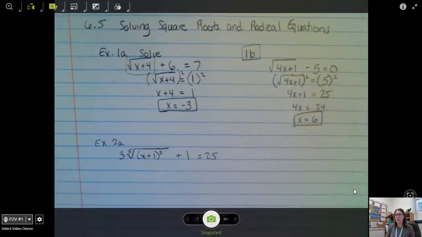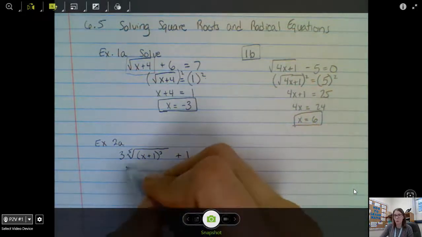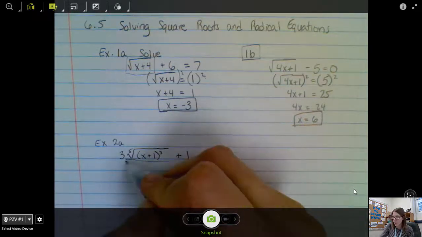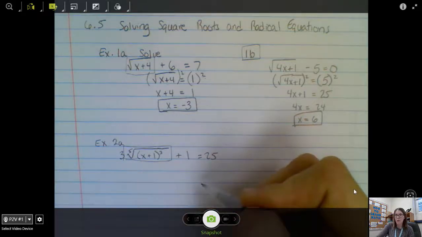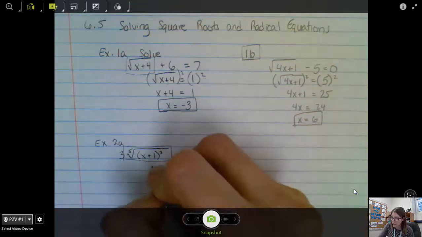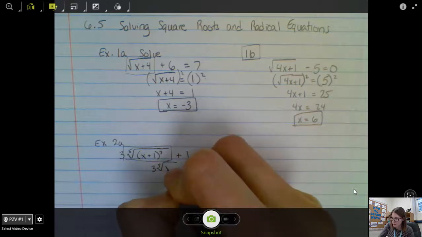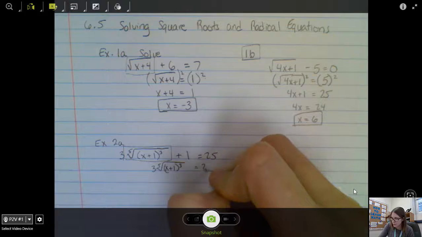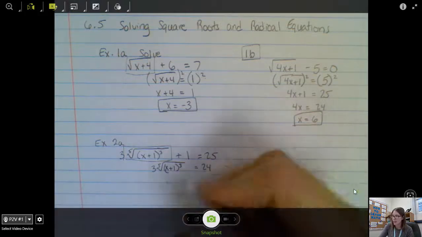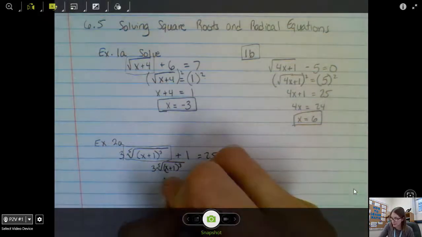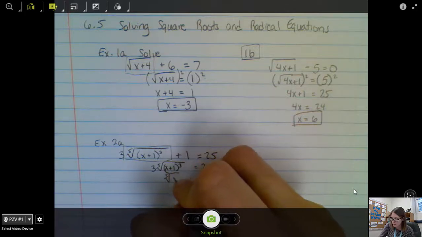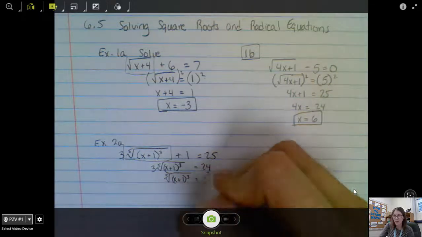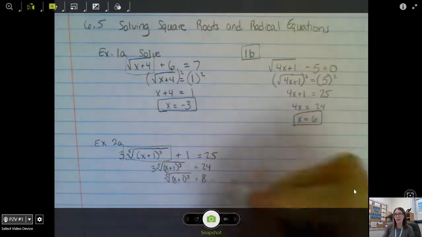Okay. The first thing, though, like in our last example, we need to get our radical by itself. And in this case, it's not the square root, but we need to get our 5th root by itself. First thing, let's subtract 1 from each side. Then divide by 3. So 24 divided by 3, we get 8 here.